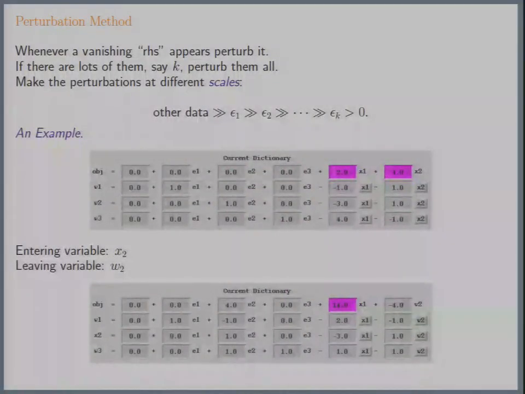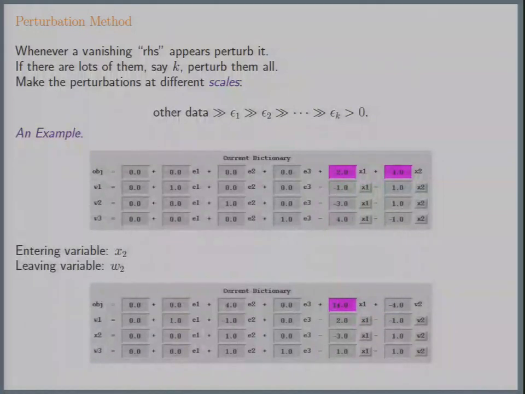Okay. So degeneracy can be a problem because you can cycle. It's extraordinarily rare, at least on 2x4 problems. I don't know how rare it is on bigger problems. Probably not so rare on bigger problems that have lots of degeneracy. So we need a method for addressing this. And the method that I want to show you is called the perturbation method.